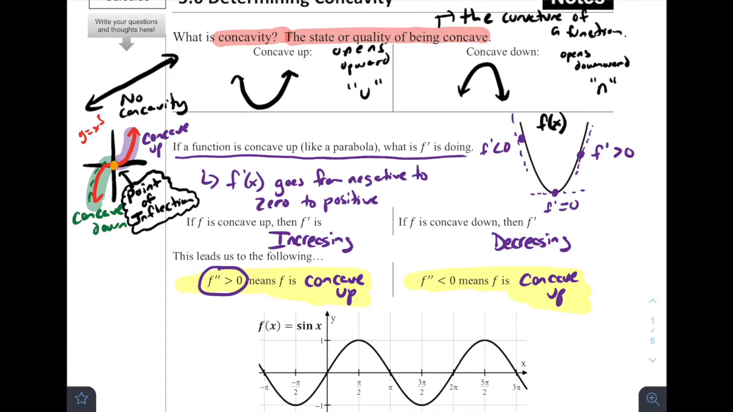This over here is a typo, so let me fix that. If f double prime is negative, that means that f is concave down. So sorry about that. So positive, concave up; second derivative negative, concave down.